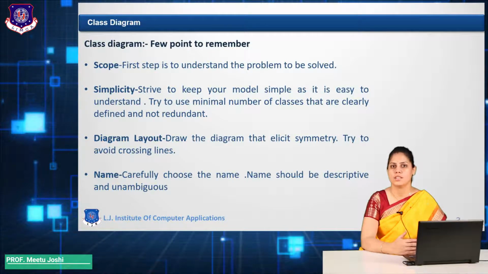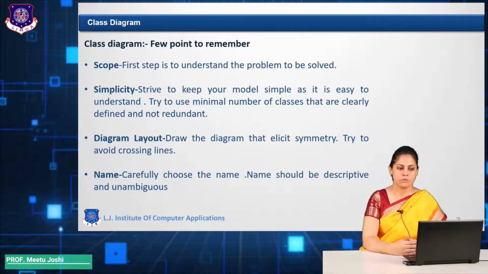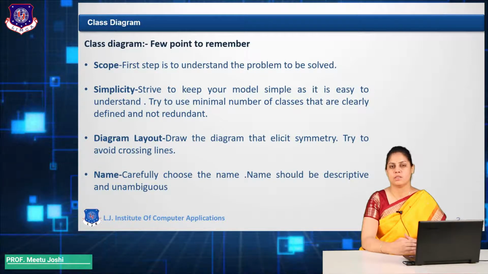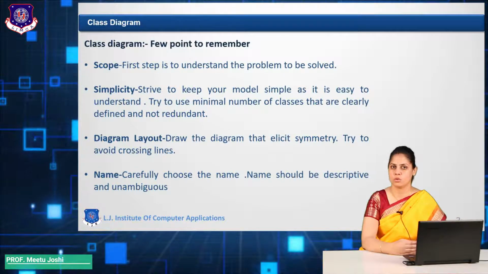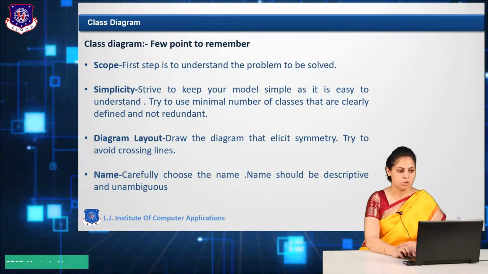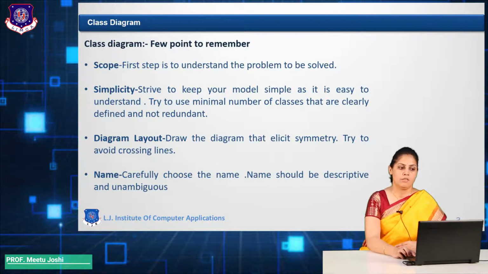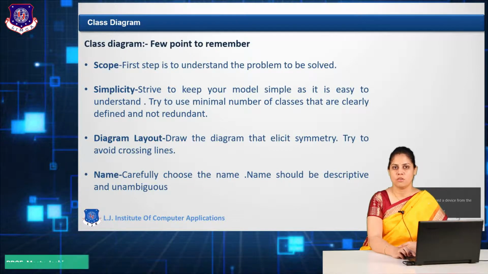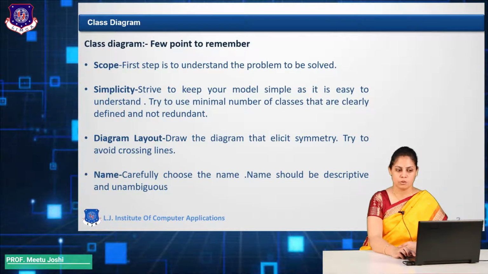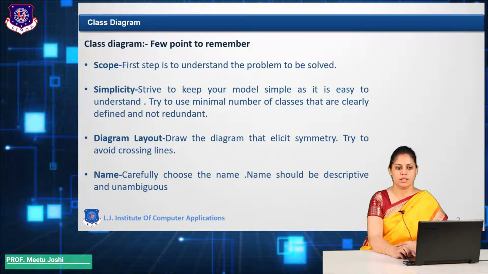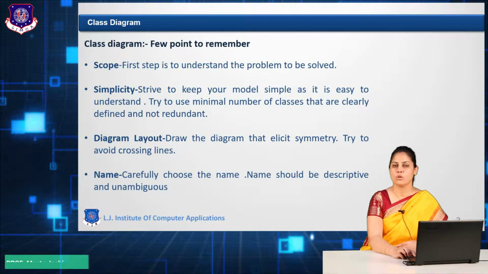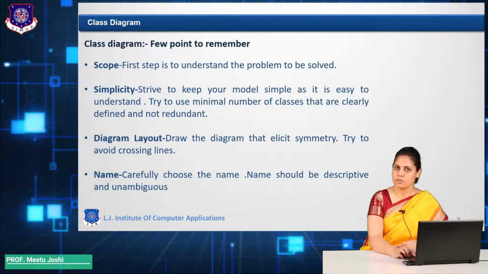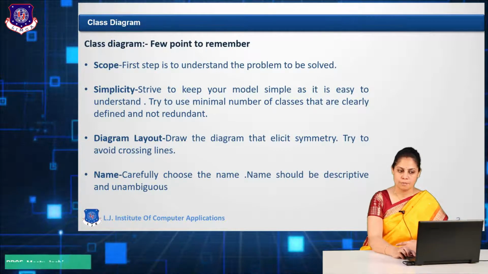First, we have to understand the scope of the project. It means we have to understand the problem that we are going to solve, that is, for which problem we are going to draw the class diagram. The first point is scope. The second one is simplicity. Whenever we draw the class diagram or class model, we have to make a simple model that is easy to understand, and try to use a minimal number of classes that are clearly defined and not redundant. The third one is diagram layout.